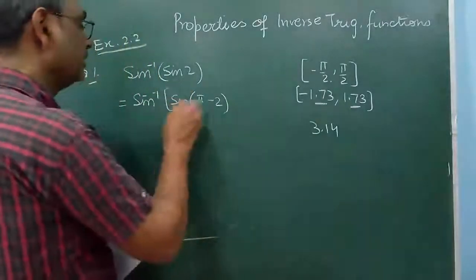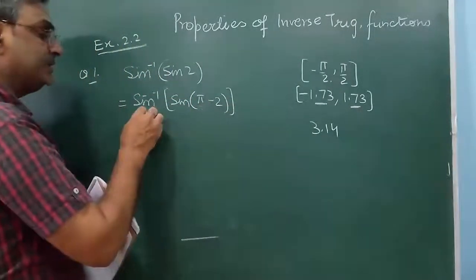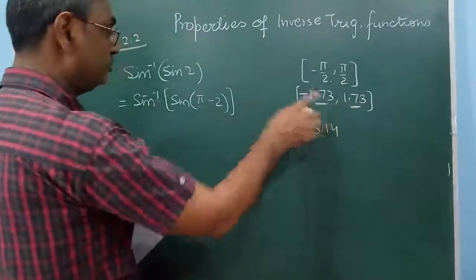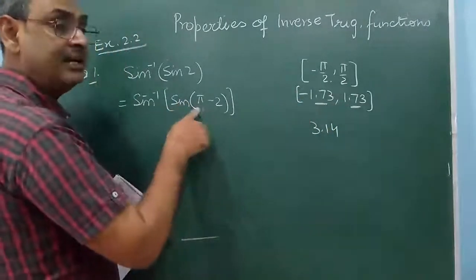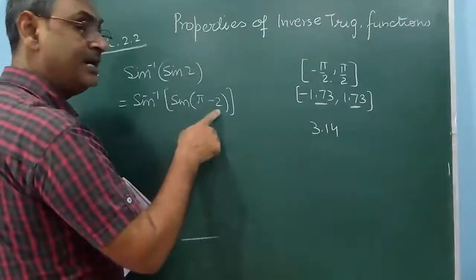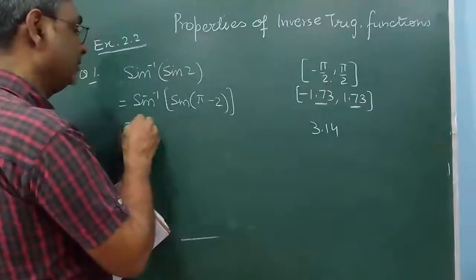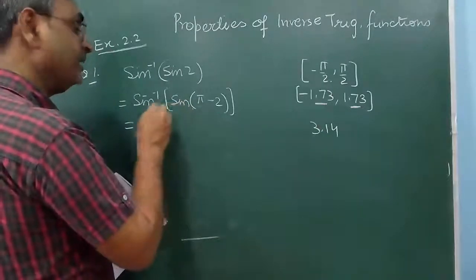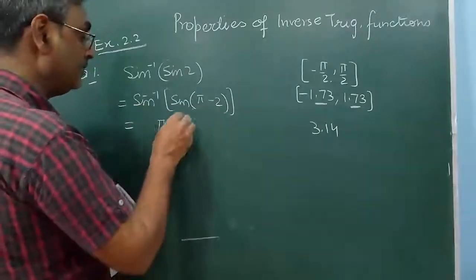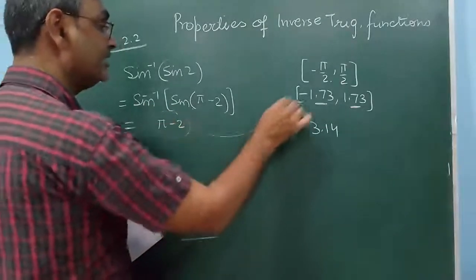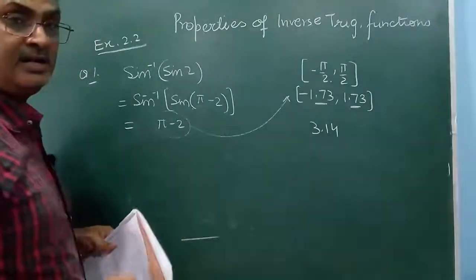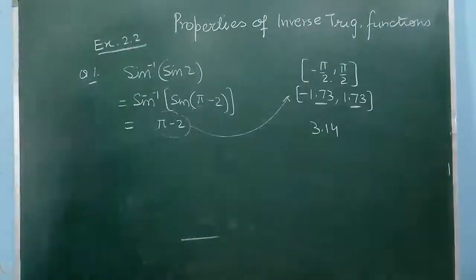So here, sine inverse of 1.14. This 1.14 lies in between these two, and it is in the second quadrant as well. So we can write sine 2 as sine of pi minus 2, and now the sine inverse and sine can go off. So the answer is pi minus 2. Why? Because this value lies in this domain, correct?